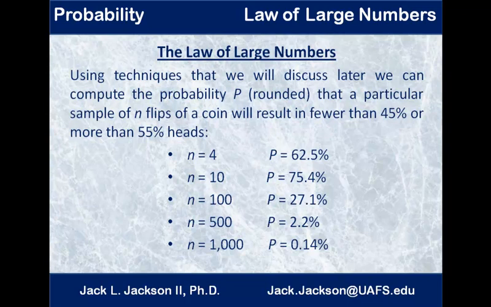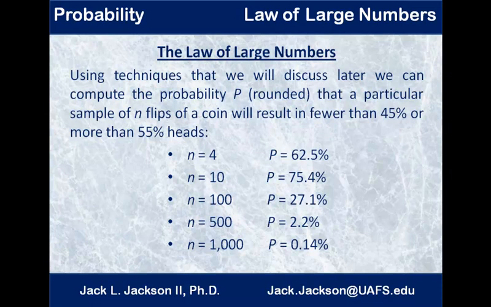If you flip 4 times, it turns out you've got a 62.5% chance of being either less than 45% or greater than 55%. But if you increase that to 10 times, that's 75.4%. But if we start increasing it more and more, we start to see this percentage drop. If you go to 100 times, that percentage drops to 27.1%. Wow. So just going from 10 to 100 times, we're dropping that percentage a lot. If you go to 500 times, that drops again all the way to 2.2%.